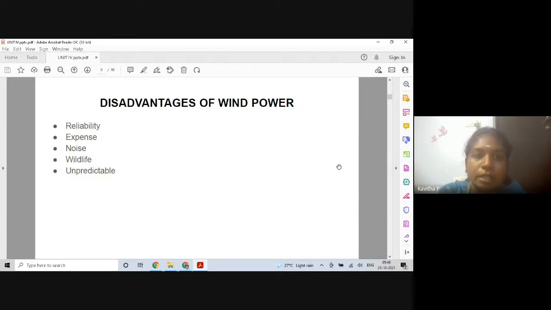When we look at the negative side, the disadvantages: it is not reliable, because wind is not going to be continuously constant. Reliability is a problem in the case of all renewable energy sources, and so it is with wind energy power plants. The initial investment cost is very high. When there is a rotating or moving part in the power system, it creates a lot of noise, and it can cause harm to wildlife. Because of the noise, and because when it is rotating some birds can get affected, and it is very unpredictable.